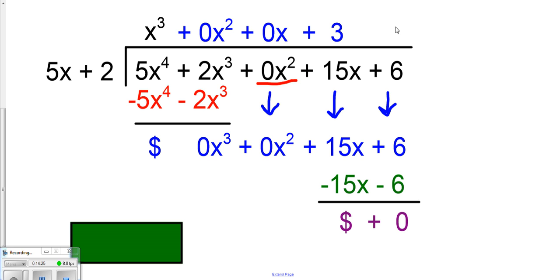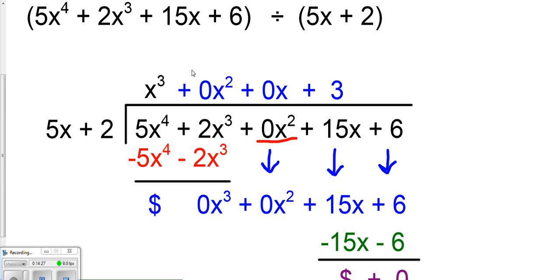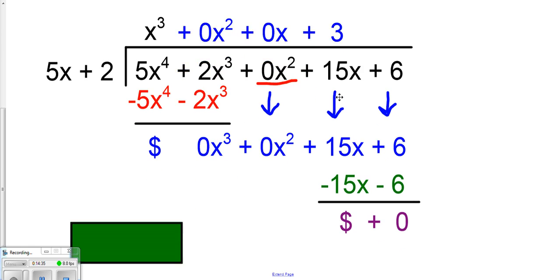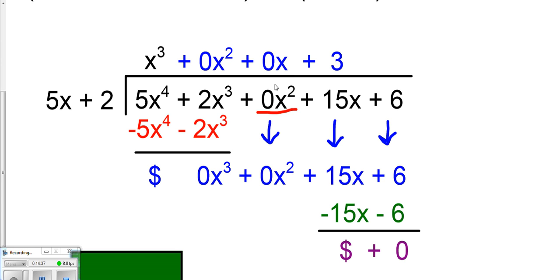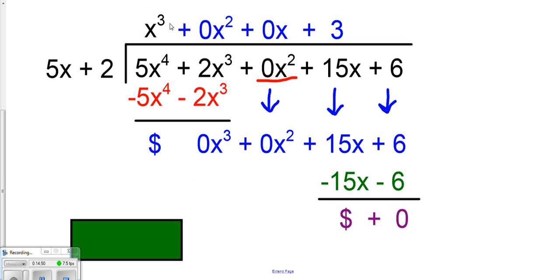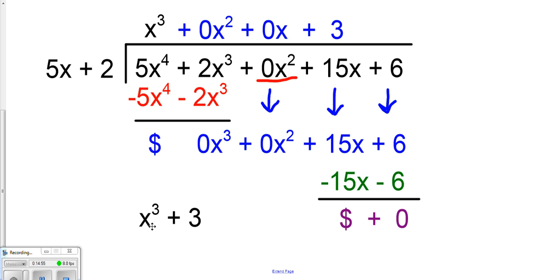I don't have to put anything up here. So in the end, technically, this is my answer. X cubed plus 0x squared plus 0x plus 3. Now again, had a 0 here. I needed to mention that just so that my work all panned out. Now that I have 0x squared and 0x though, I don't really need to include those in my answer. The only things I need are my x cubed and my 3, so we would say that the end answer is actually just x cubed plus 3.